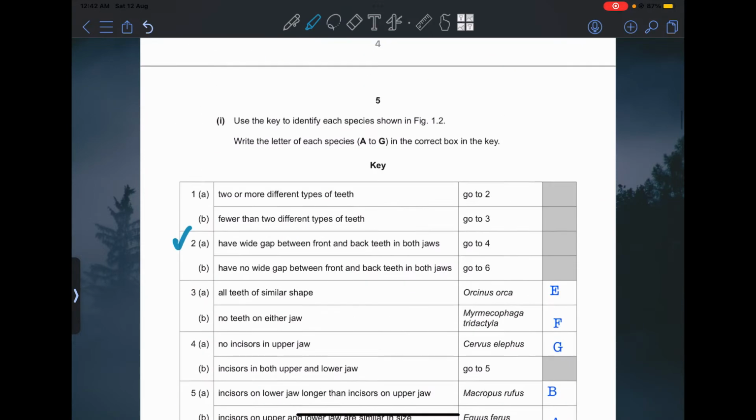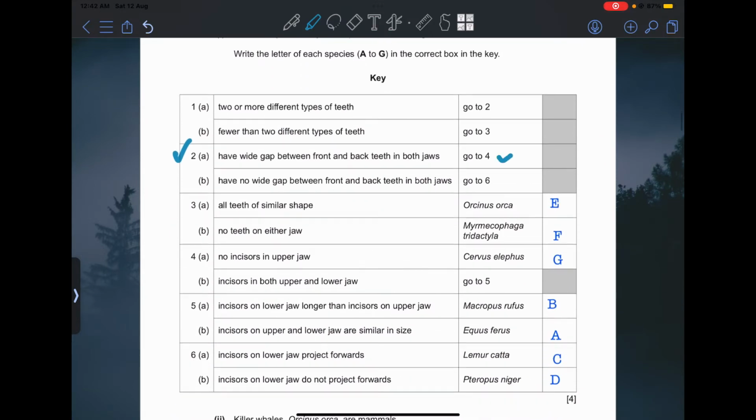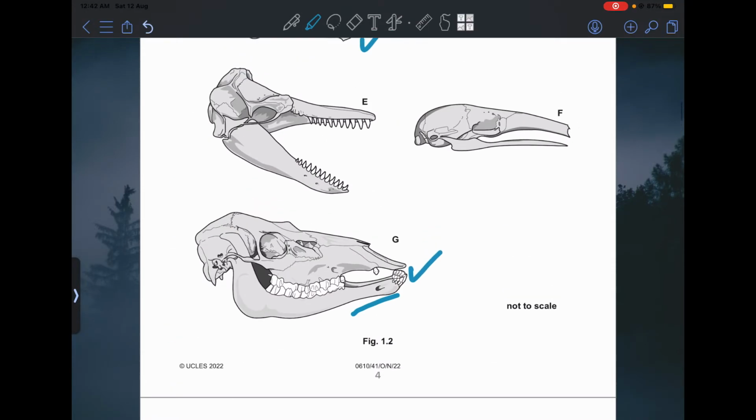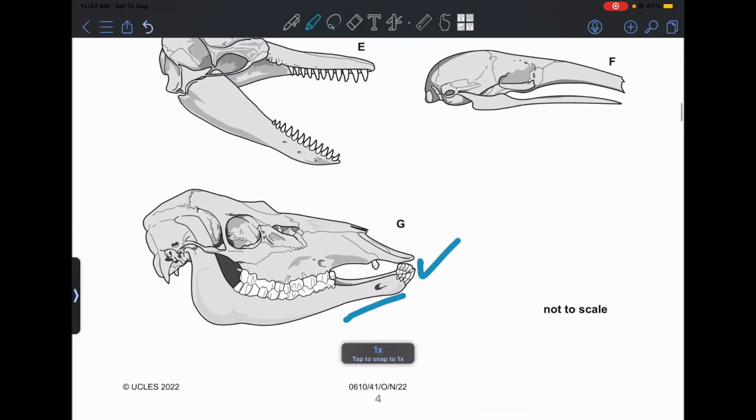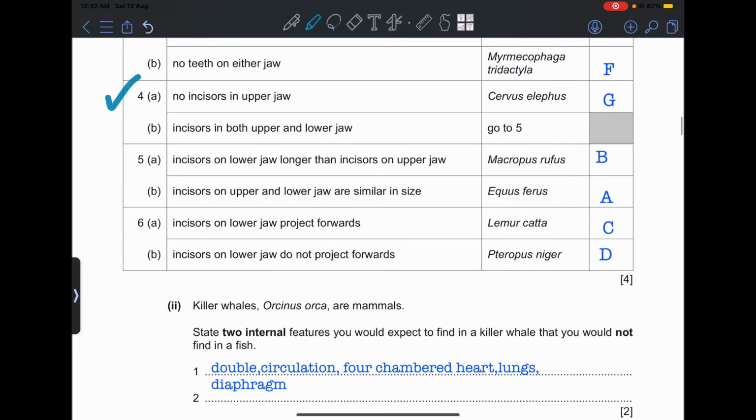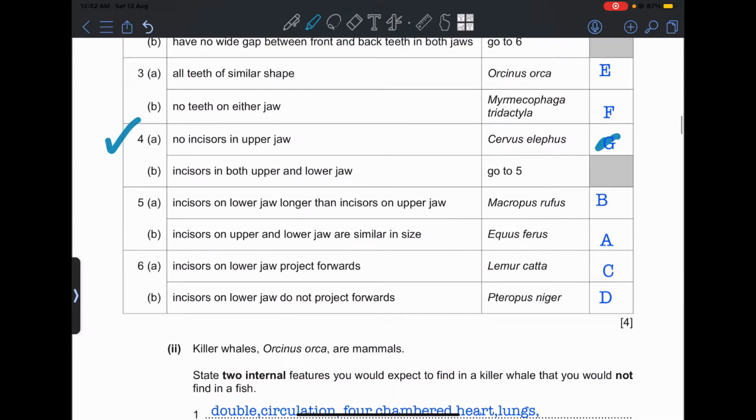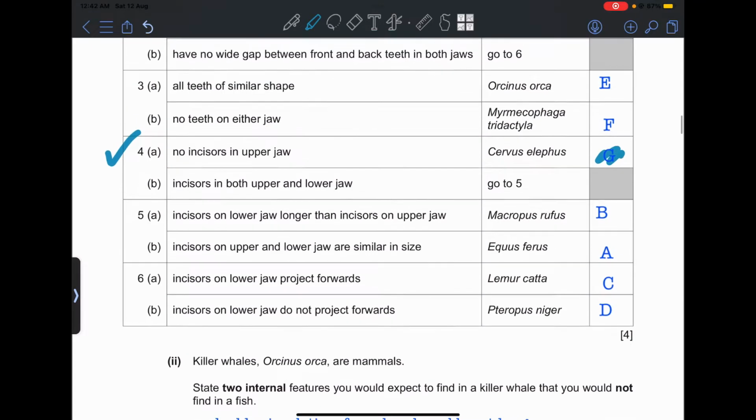So let's see. Over here it says go to 4. So right now I'm in 4. No incisors in upper jaw. This is going to be G. So this one has no incisors on the upper jaw over here. There's no incisors. So this is the first one. We answered it. Now let's see the other one.